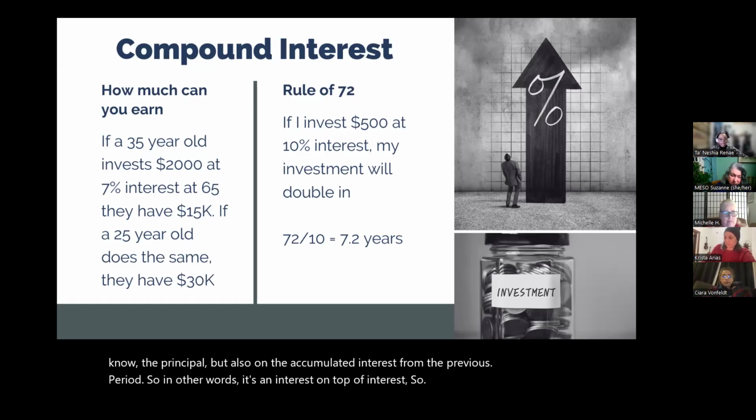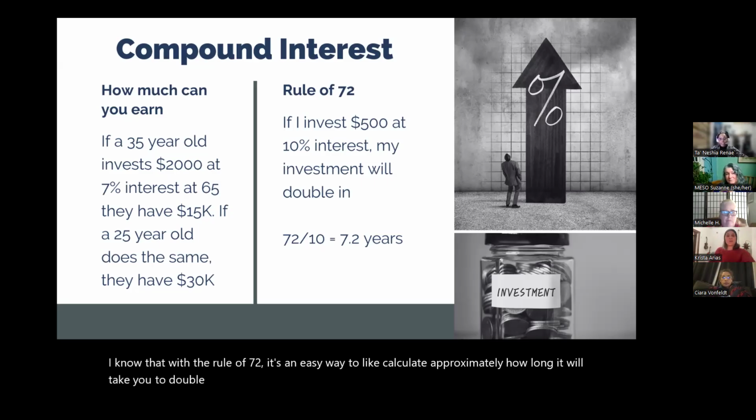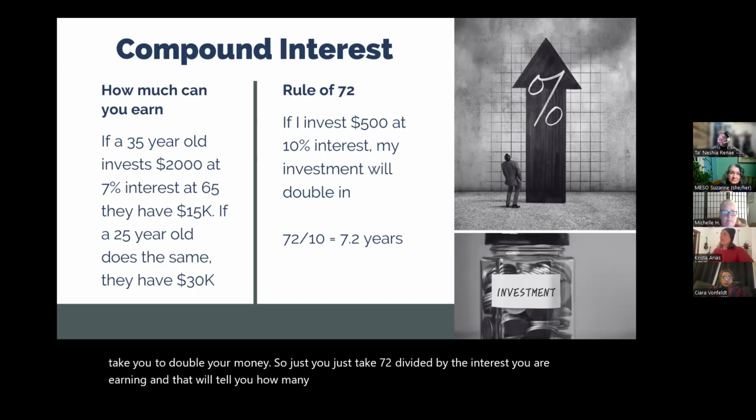Yeah, I know that the rule of 72 is an easy way to calculate approximately how long it will take you to double your money. So you just take 72 divided by the interest you are earning, and that will tell you how many years it'll take you to double your money.